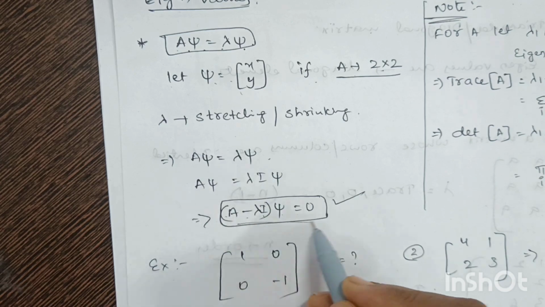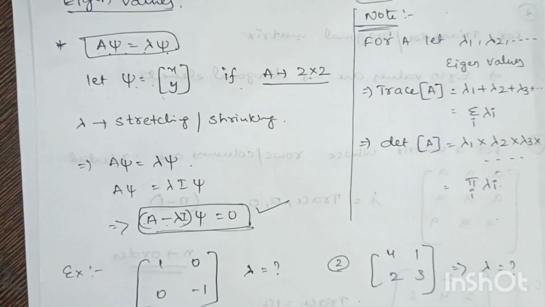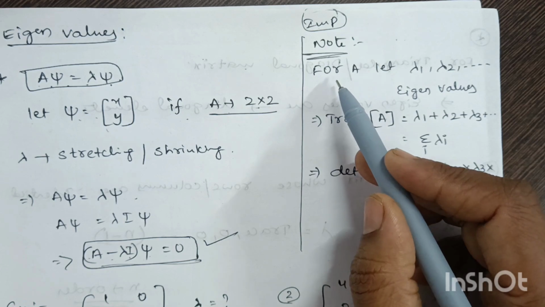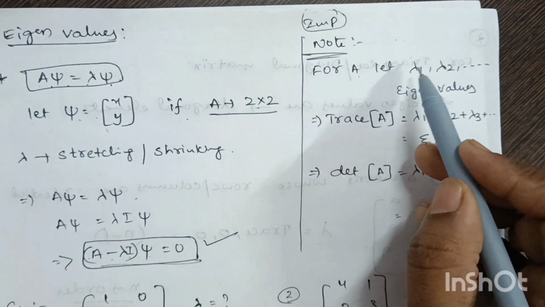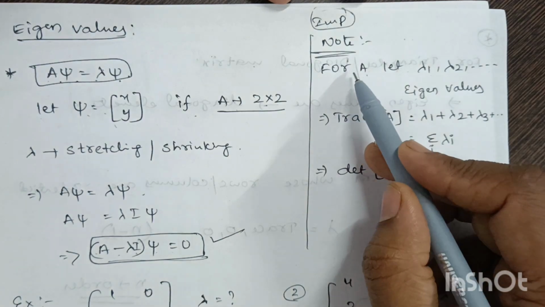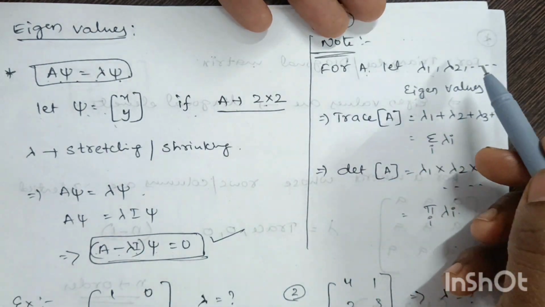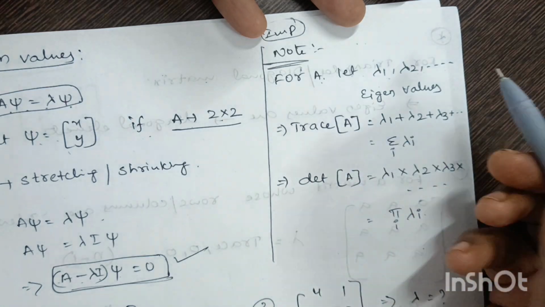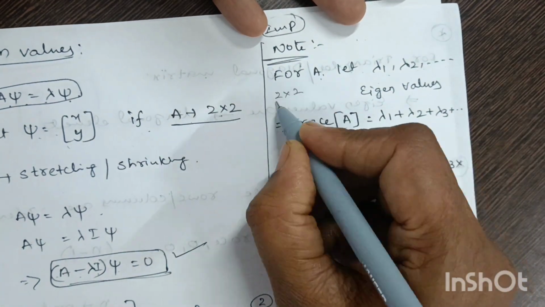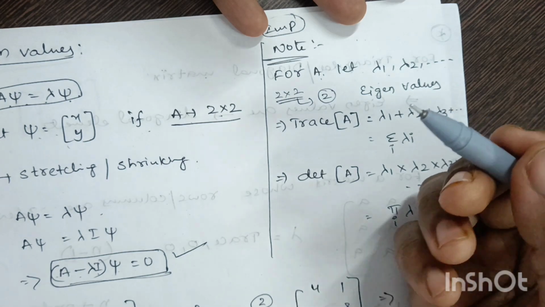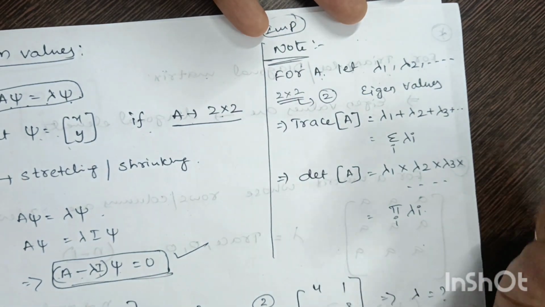So if we simplify, we'll get one more equation. Here is a note: for A, let lambda 1, lambda 2, lambda 3 be the eigenvalues. How many eigenvalues there are depends on the order. If A is a 2 by 2 matrix, then there should be 2 eigenvalues. If A is a 3 by 3 matrix, there should be 3, like that.